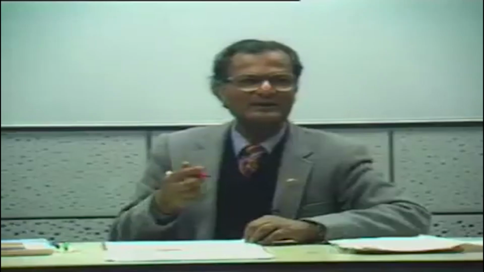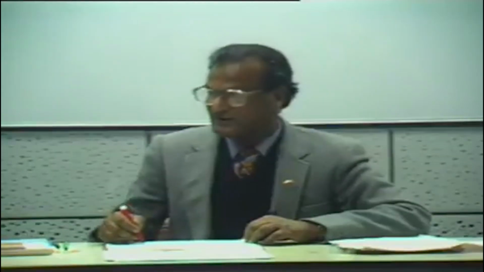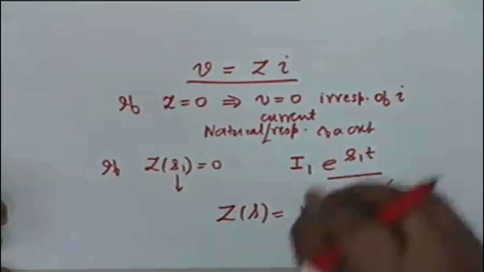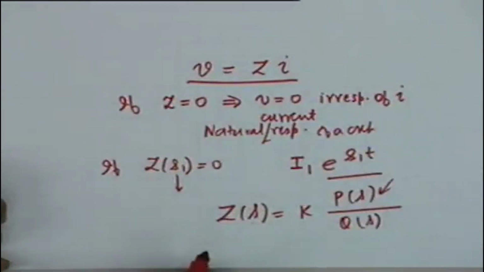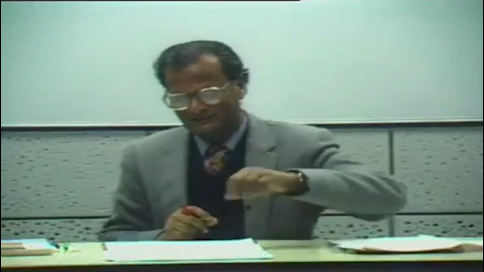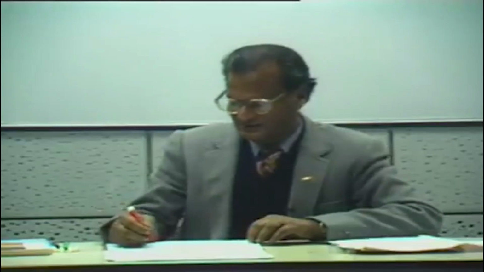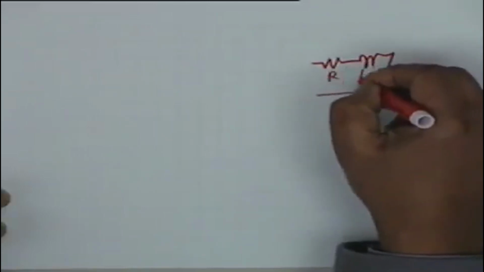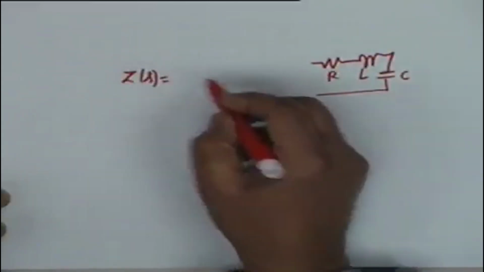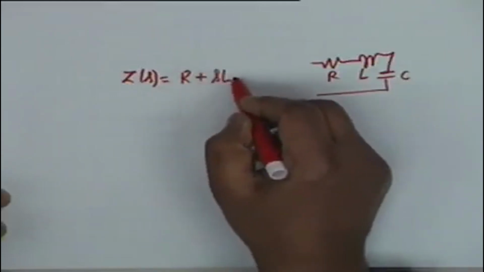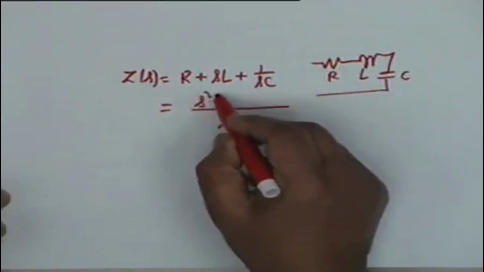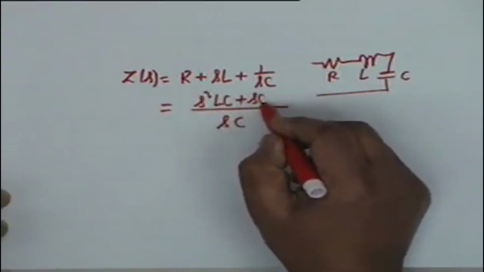If you wish to find the natural response of a circuit, Z1, Z2, Z3 and so on, which are the roots of P of S, shall show their face. Let me take a very simple example which might convince you that it is so. Let's take the familiar RLC circuit. Well, the impedance Z of S is R plus SL plus 1 over SC, which is equal to (S squared LC plus SCR plus 1) over SC.